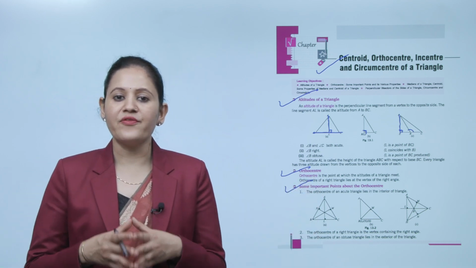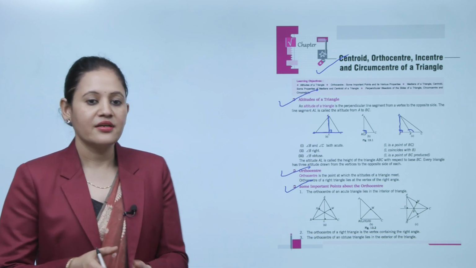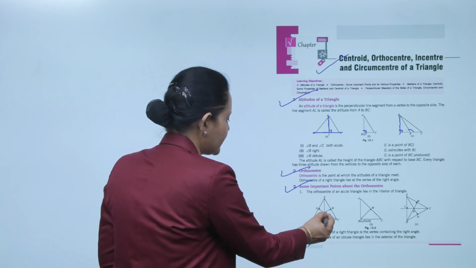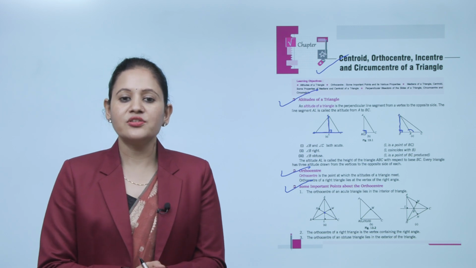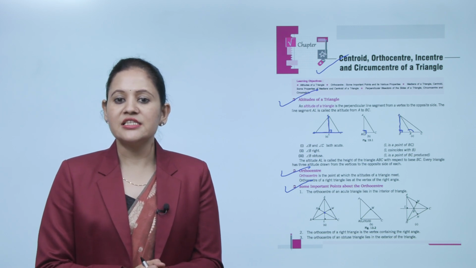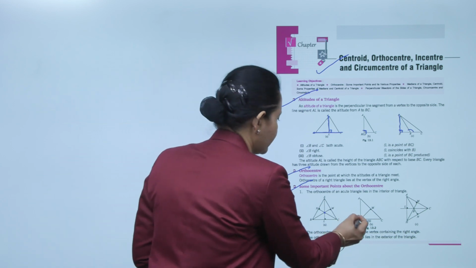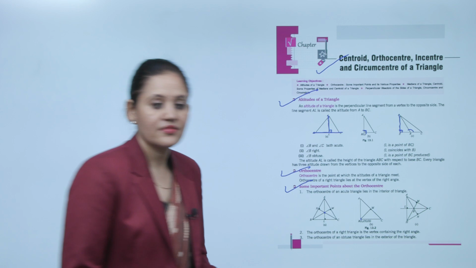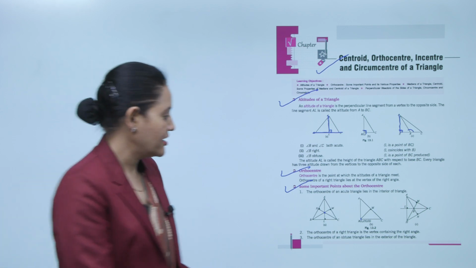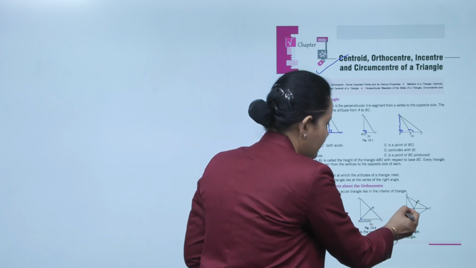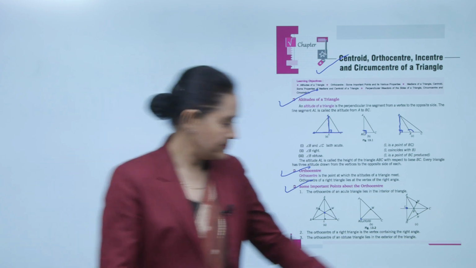The orthocentre of an acute triangle lies in the interior of the triangle. Here, this is the orthocentre. It lies inside the triangle. The orthocentre of a right triangle is the vertex containing the right angle. Here, the orthocentre of an obtuse triangle lies in the exterior of the triangle. Here, it will lie outside, or exterior to, the triangle.